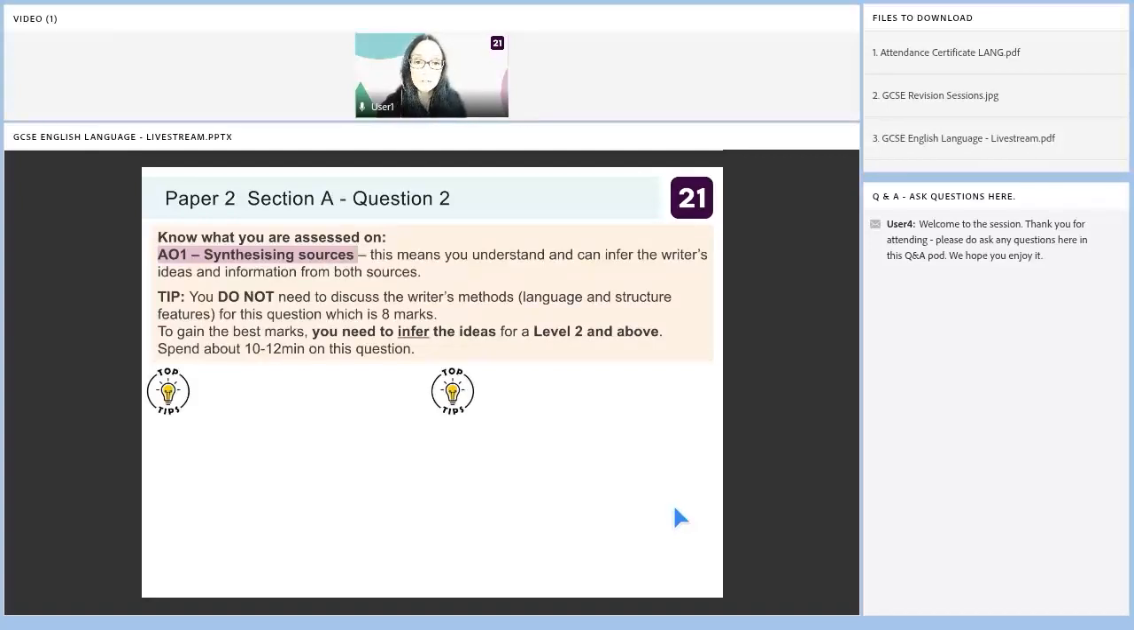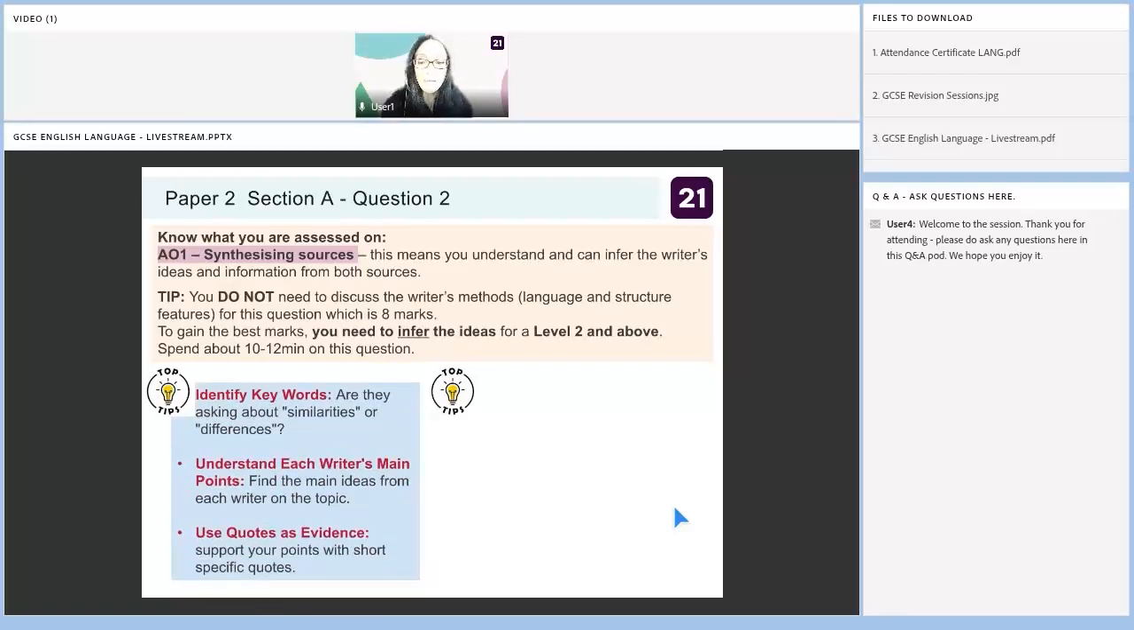So for question 2, you're synthesizing. This means that you don't retell the examiner what happens in each source. You won't get any marks if you're discussing language features or sentence forms in detail. What you must do, and that's really important, is to infer the main ideas in relation to the focus of the question to gain a level 2 or more. So it's really important that you check your question. Are you synthesizing similarities or differences? Understand each writer's main viewpoint. So think about the key ideas.